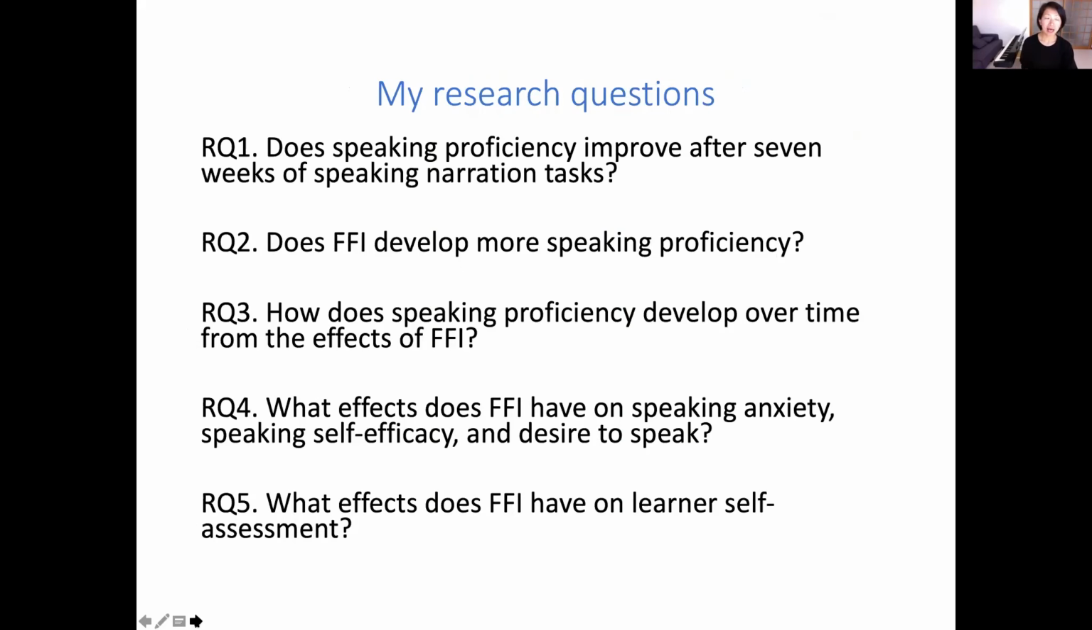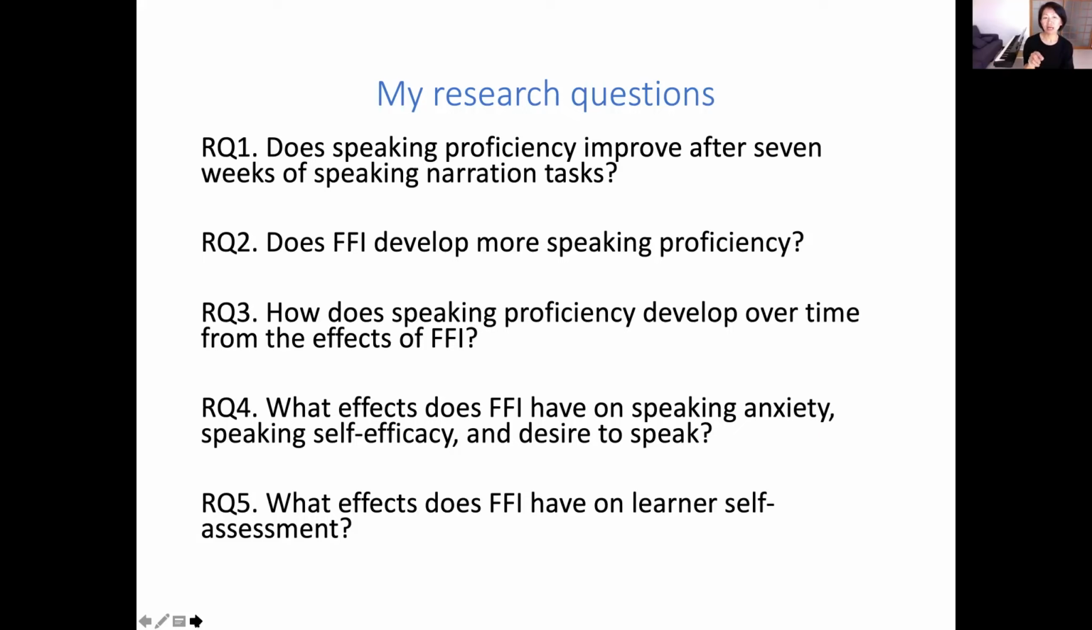So I had 5 research questions in my dissertation work. First, does speaking proficiency improve after a period of time doing repetitive speaking tasks? Research question 2 is, does FFI, form-focused instruction, develop more speaking proficiency? And question 3 is, how does this speaking proficiency develop over time? So looking at the trajectory of changes, how learners' speaking changes and develops over time.